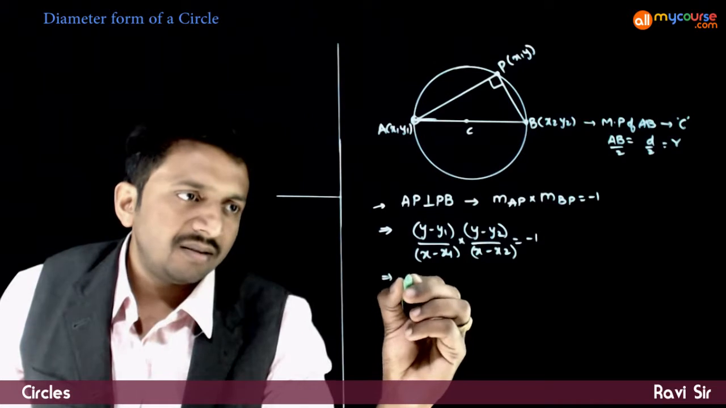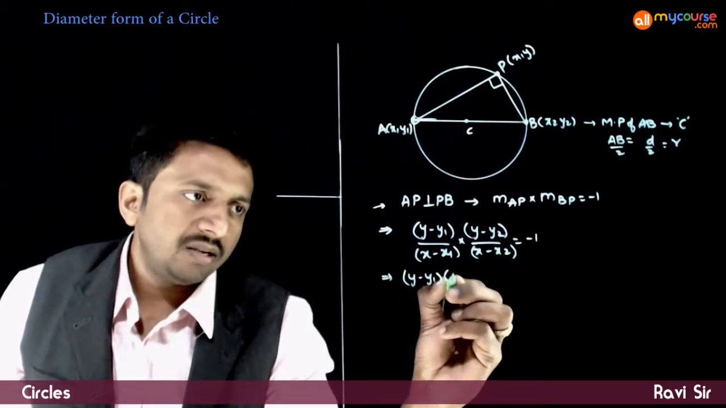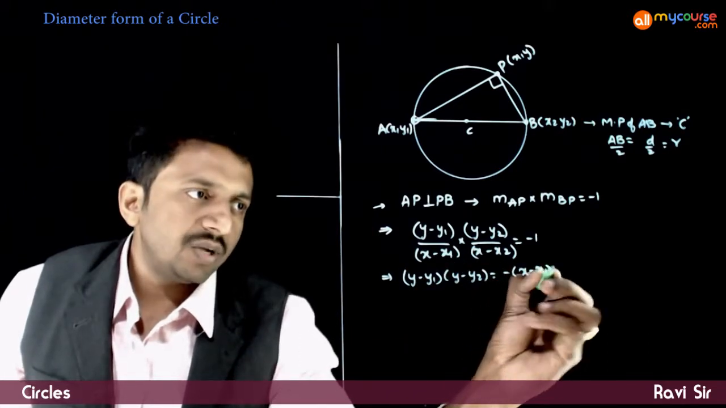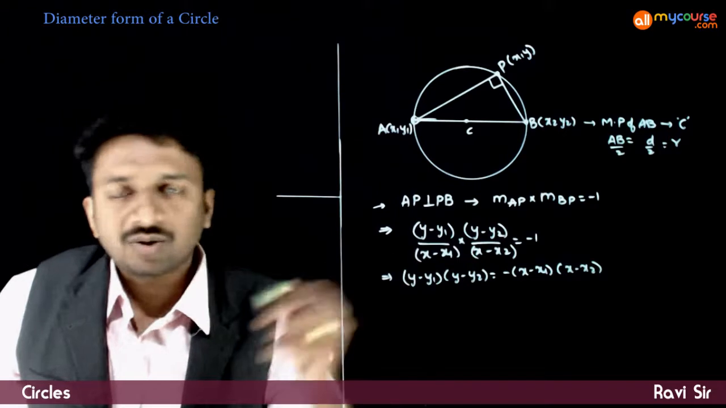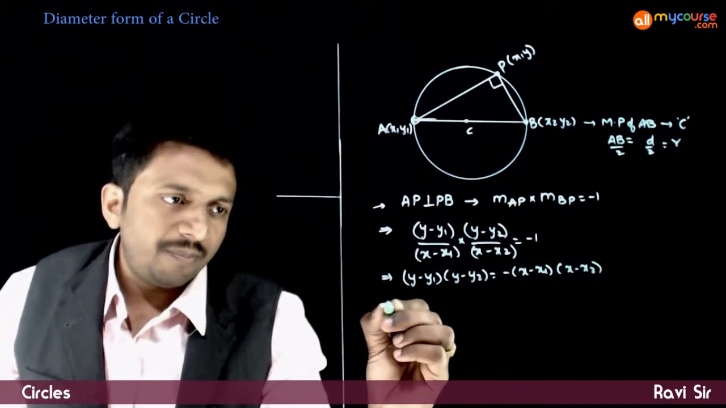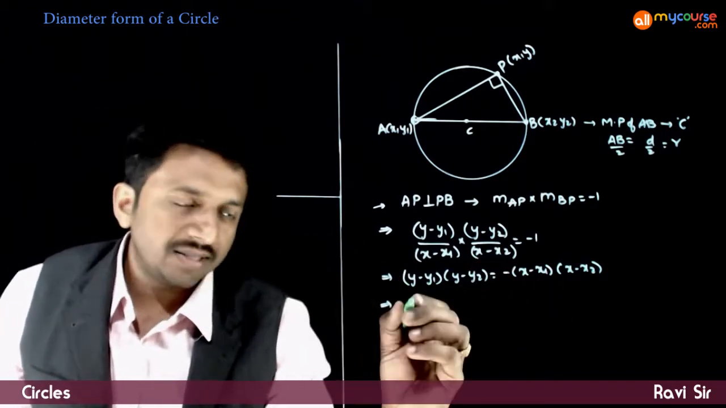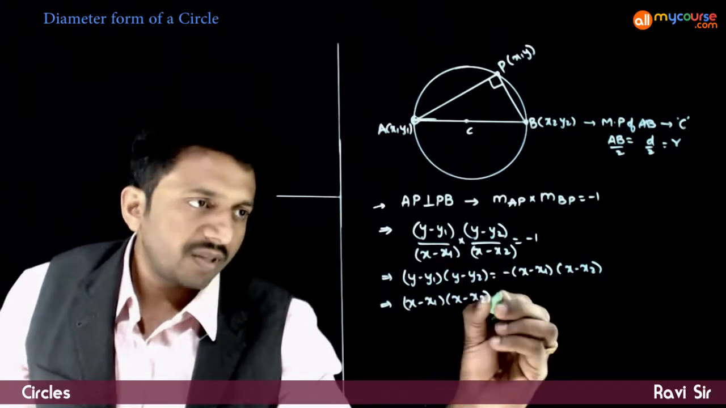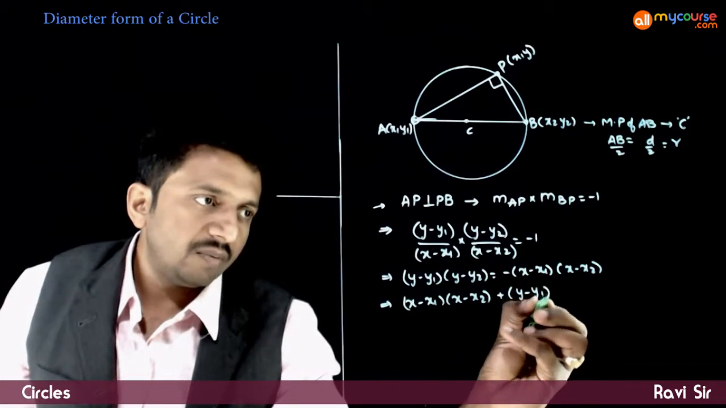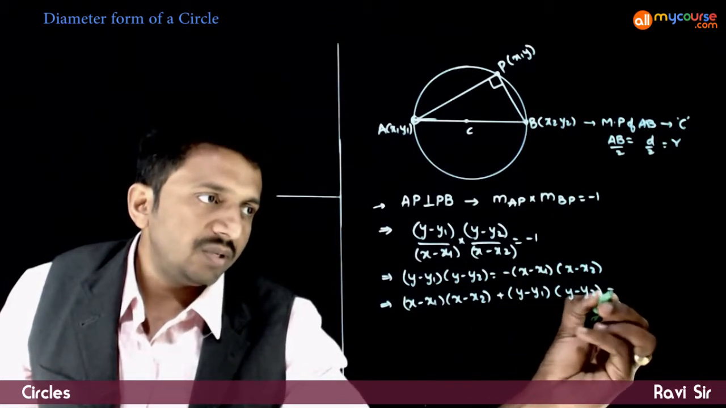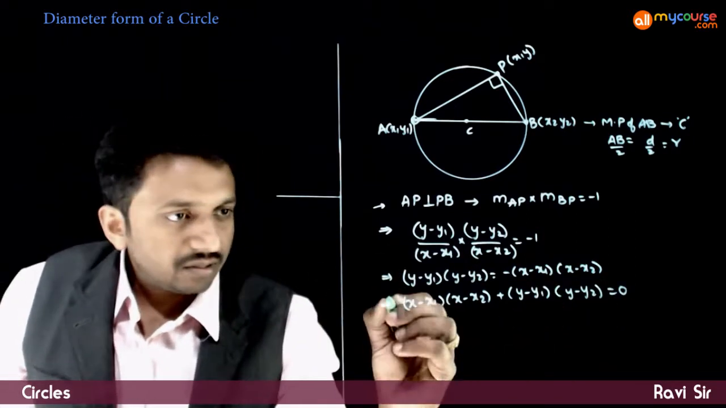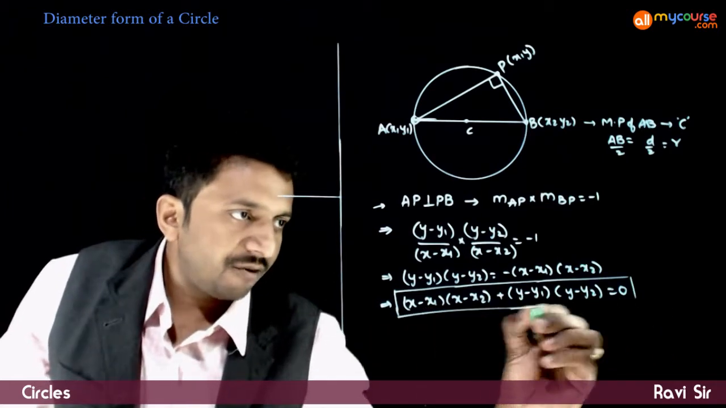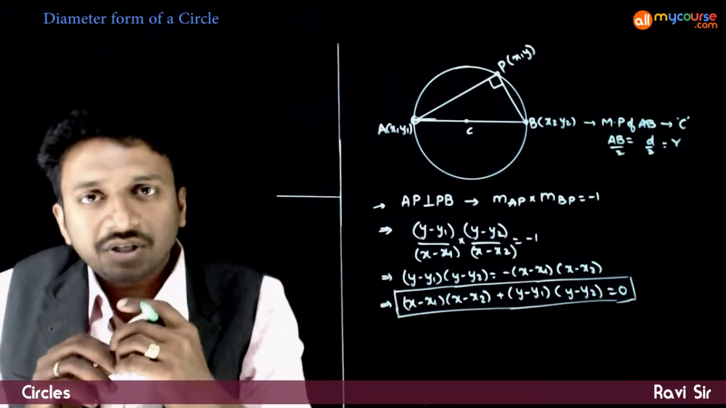This implies (y minus y1) into (y minus y2) is equal to minus of (x minus x1) into (x minus x2). This implies if you bring all the terms onto one side, you get (x minus x1) times (x minus x2) plus (y minus y1) times (y minus y2) is equal to 0. So this is called the diameter form of the equation of a circle.